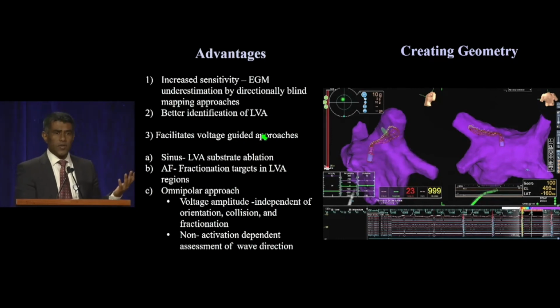So what are the voltage-guided approaches that people use? We heard about sinus low-voltage substrate ablation in non-paroxysmal cases. And in our lab, in complex arrhythmias such as atrial fibrillation, one approach that some of us use is to look for fractionated signals that occupy a significant portion of the cycle length in regions of low voltage area and ablate them in an attempt to organize arrhythmias. And finally, in future iterations, we'll have the availability, hopefully, of the omnipolar approach that has even more advantages in picking up the larger voltage and non-activation dependent assessment of wave direction.